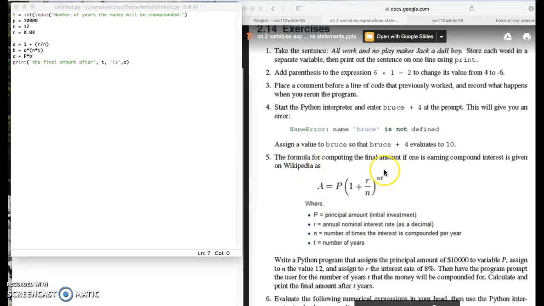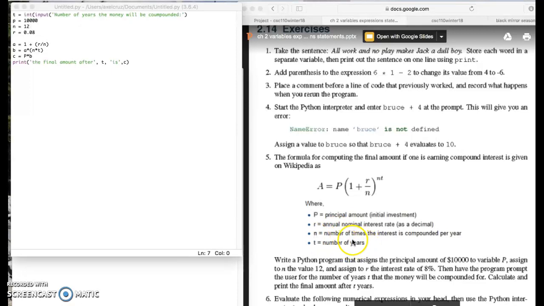As you can see, this is the formula that we need to solve. P will be the principal amount. It's right here, will be 10,000, and R will be the annual nominal interest rate. That will be here. It will be just 8%. It's actually right here.